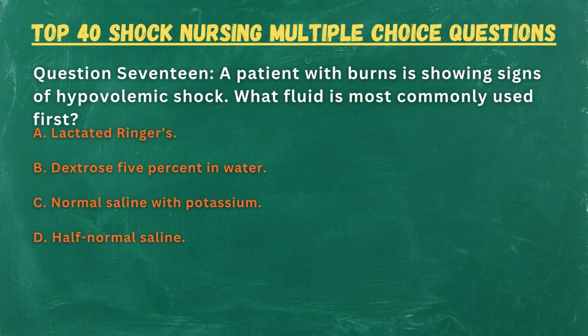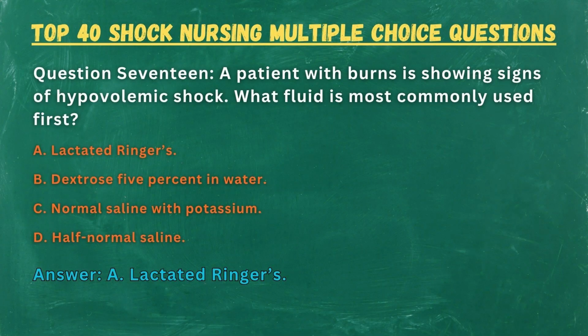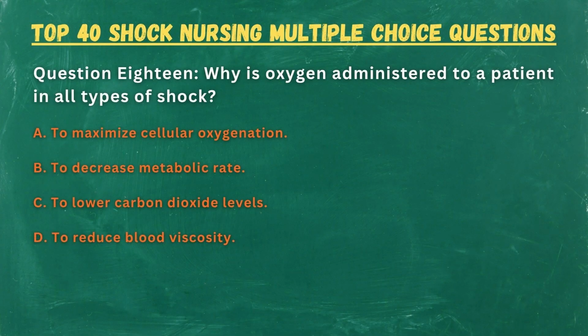Question 17. A patient with burns is showing signs of hypovolemic shock. What fluid is most commonly used first? A. Lactated Ringer's. B. Dextrose 5% in water. C. Normal saline with potassium. D. Half normal saline. Answer: A. Lactated Ringer's.